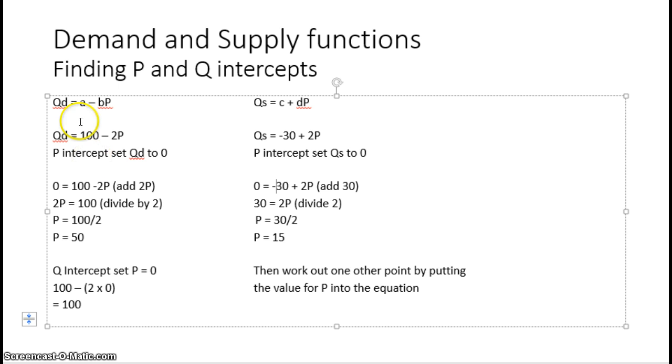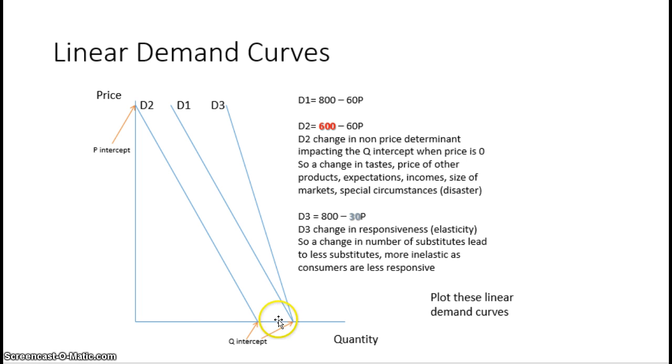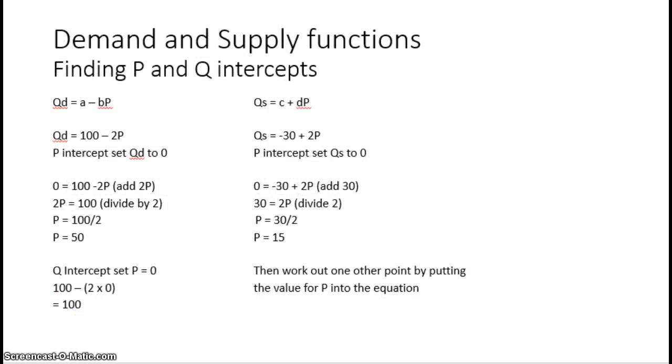For quantity demanded, it's always going to be whatever the A variable is, so the 100. But we can still work that out by setting the price to 0 to make sure it does work. So 100 minus 2 times 0 equals 100. The reason it's 0 is that when we cross the quantity axis at the bottom, the price is going to be 0 down there. So that's why we do it that way. That tells you how to do the P and Q intercepts.